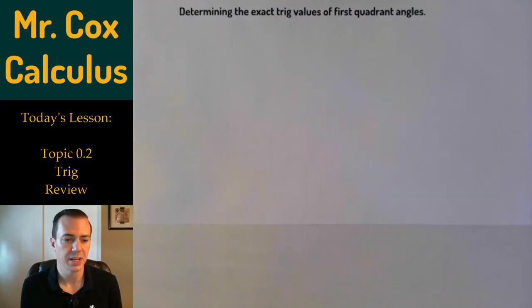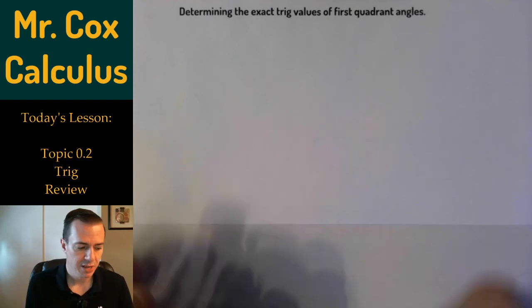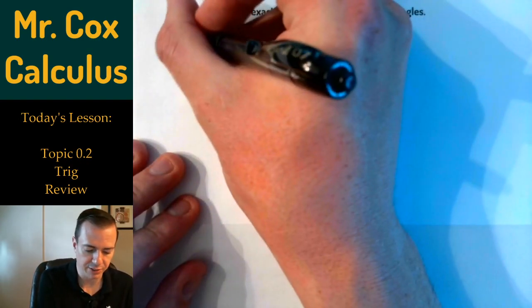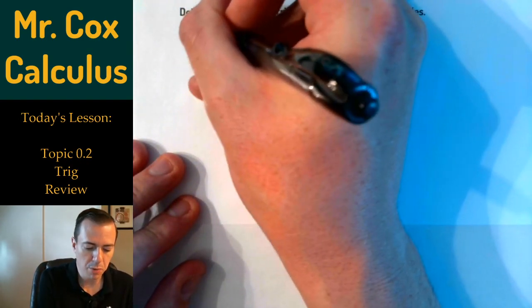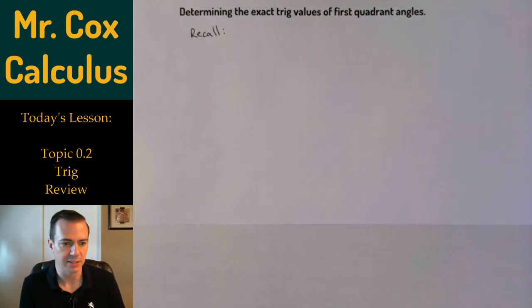So now let's look and find the exact trig values, applying the sine, cosine, and tangent ratios to our first quadrant angles. So let's recall a couple of things here. You probably first started off learning about sine, cosine, and tangent through SOHCAHTOA and applying opposite, adjacent, and hypotenuse sides.